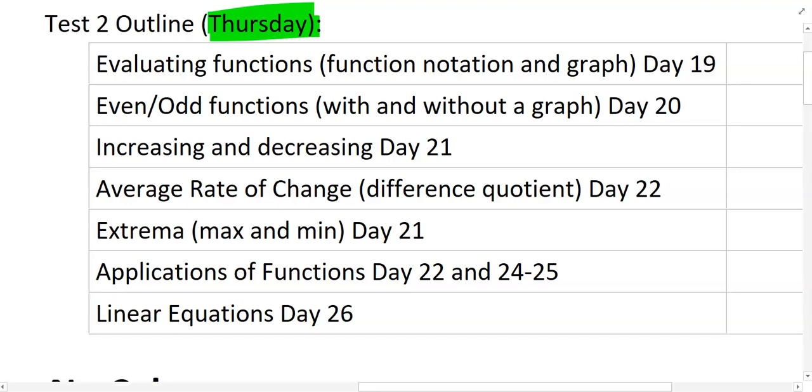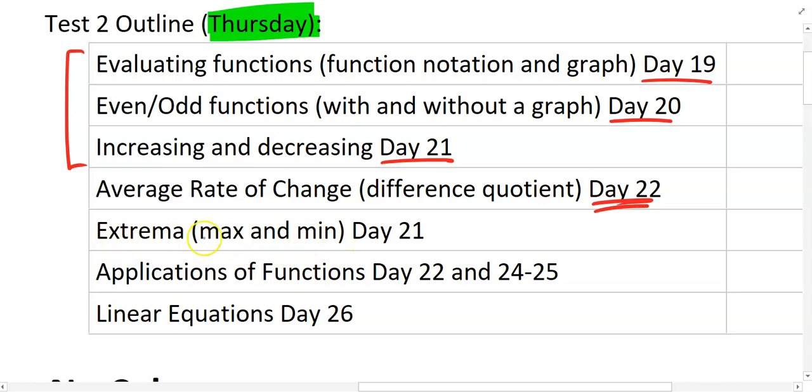So we saw those on day 19. I have questions on determining whether functions are even or odd. We practiced that on day 20. And then questions on increasing versus decreasing. That was day 21. And this was all last week. Then at the start of this week, we started talking about the difference quotient. We spent a day on that on Monday.